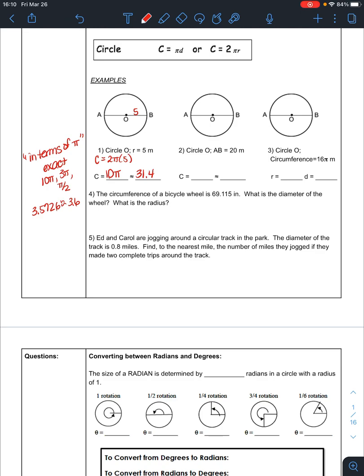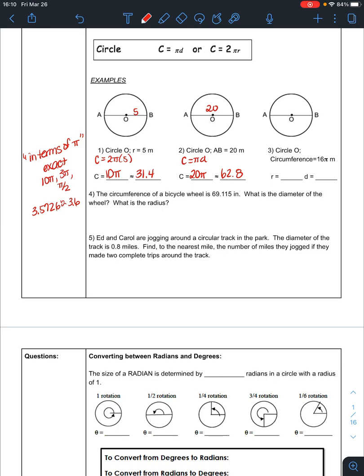So the second one, we have AB. The diameter is 20. So when we have the diameter, we can use pi d. So circumference is pi d. And again, you could always convert the diameter to the radius if you wanted to. So that would be 20 pi exactly, or 62.8 approximately.